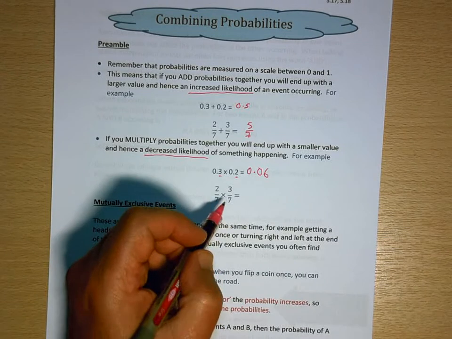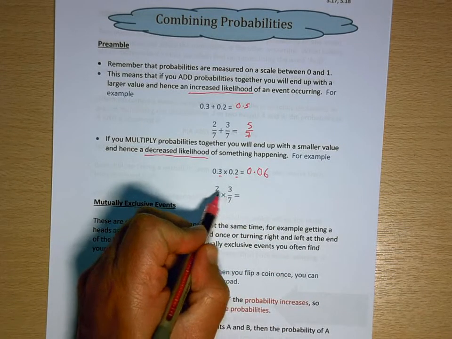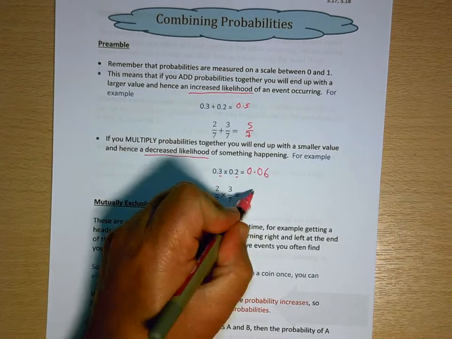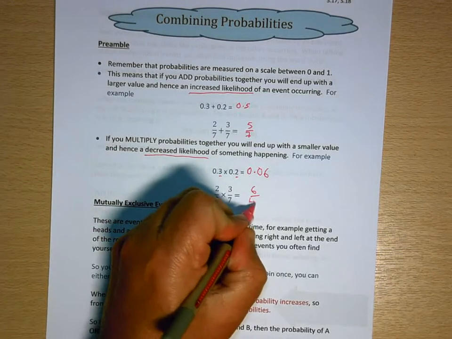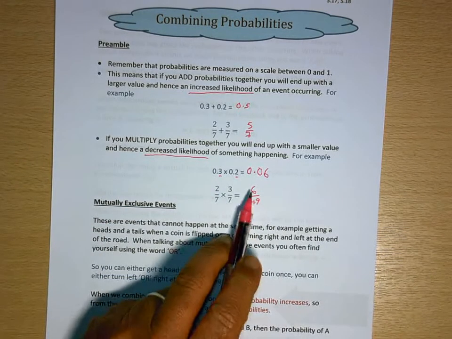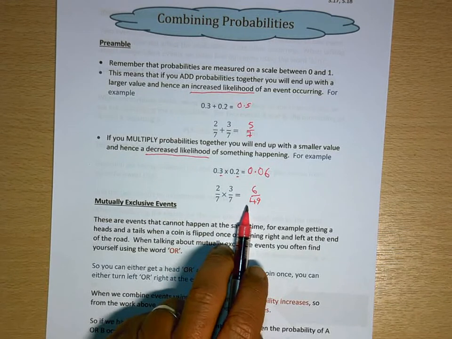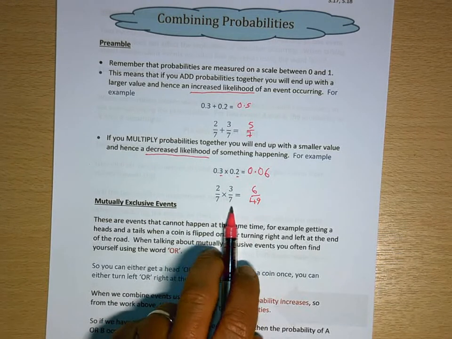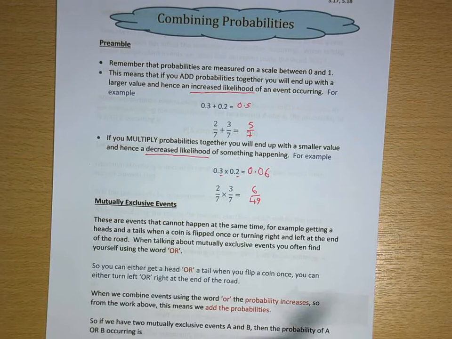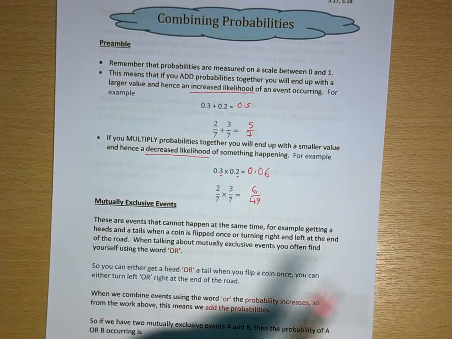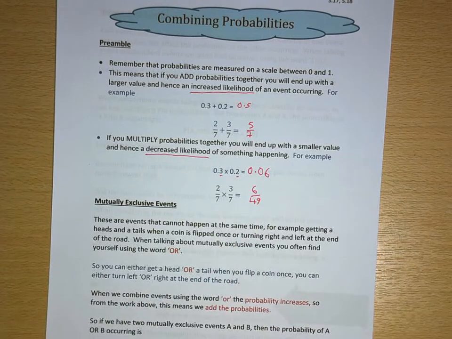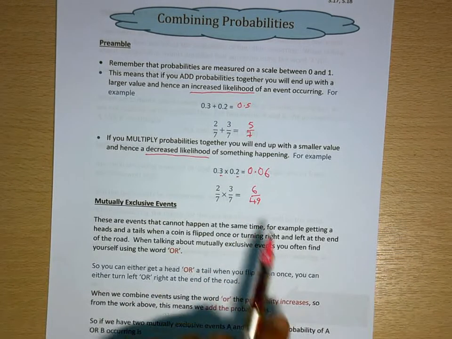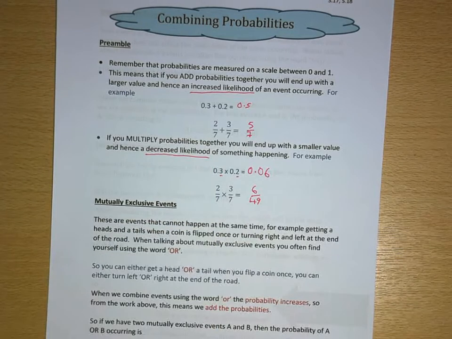When you do multiply fractions, you multiply the numerators, the top values together, 6, and you multiply the denominators, the bottom values together, 7 sevens, 49. Well, 6 out of 49 is a much smaller fraction than either of the ones that you started with. So in the same way as you have up there, when you multiply the probabilities, you end up with something that's much more unlikely to happen than when you add the probabilities.